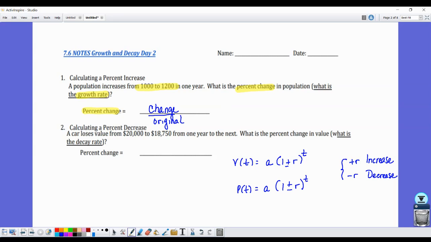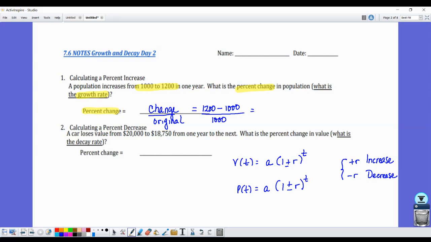So the change in the population went from 1,000 to 1,200. All we have to do, I know you're looking at that and saying, that's a change of 200, Mrs. Case. Why are we doing any work here? Well, sometimes it's not quite that intuitive. So we're going to go ahead and subtract, and then we're going to divide by the original population, which is 1,000.